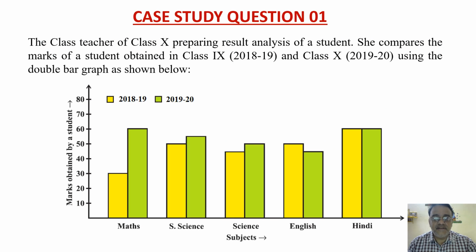The class teacher of class 10th is preparing a result analysis of a student. She compares the marks of a student obtained in class 9th 2018-19 and class 10th 2019-20 using the double bar graph as shown below. The yellow color is 2018-19, the green color is 2019-20. So based on this, we are going to start with the first question.